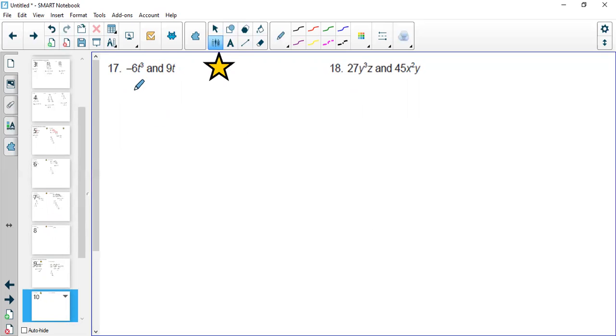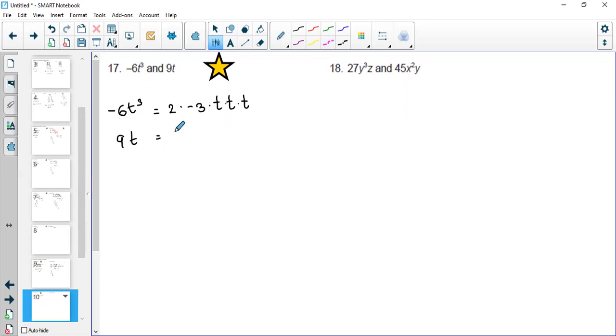Negative 6t cube and 9t. Now do remember, a GCF can never be in negative numbers. Okay, so negative 6t cube and 9t. Well, the prime factorization for negative 6 can be 2 multiplied by negative 3, right? Multiplied by t, multiplied by t, multiplied by t.